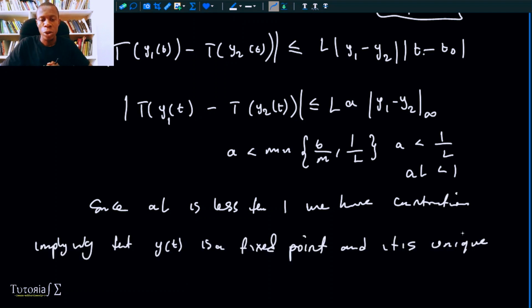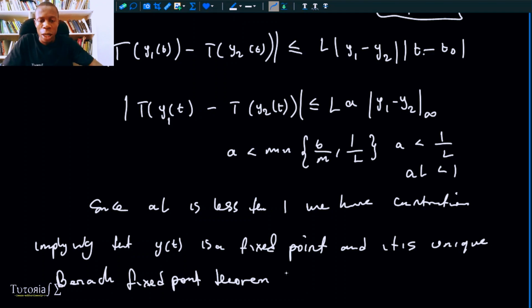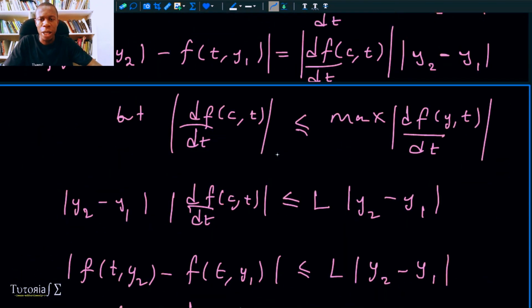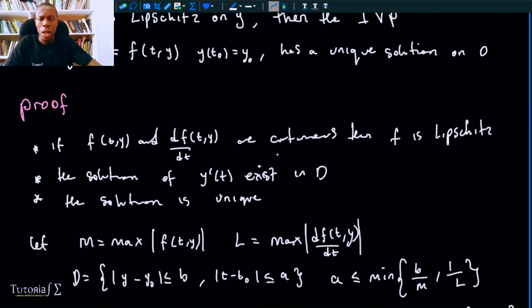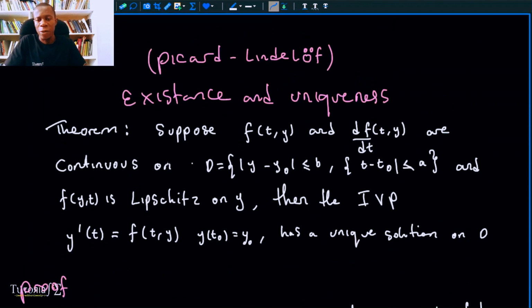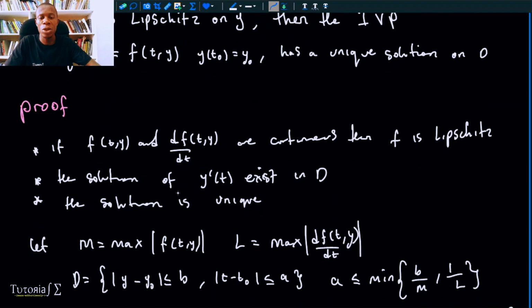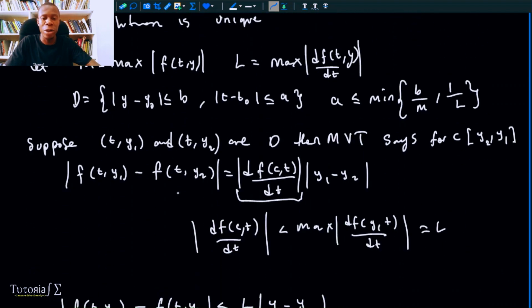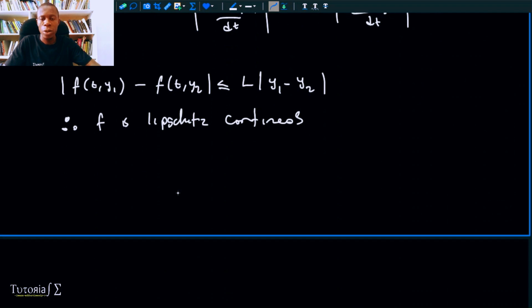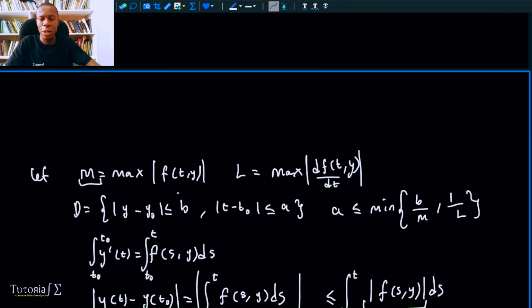Okay, so we've shown that y of t is a fixed point and it is unique. This is by Banach's fixed point theorem. All right, so let me run through the general ideas real quick. First of all, we have the theorem, and we needed to show that if f is continuous, then it will verify the Lipschitz condition. We did that by the mean value theorem.